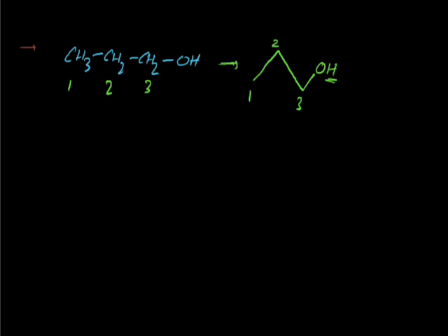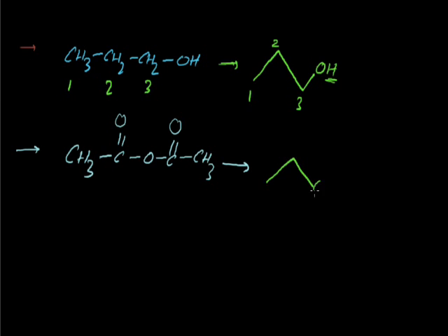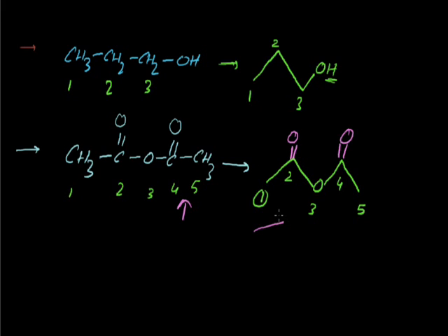The next example is, let's label it 1, 2, 3, 4, 5. Its second position has a doubly bonded oxygen attached to the carbon. So similarly at the fourth position also there is a doubly bonded oxygen attached to the carbon atom. So this is the representation of this compound in bond line structure.